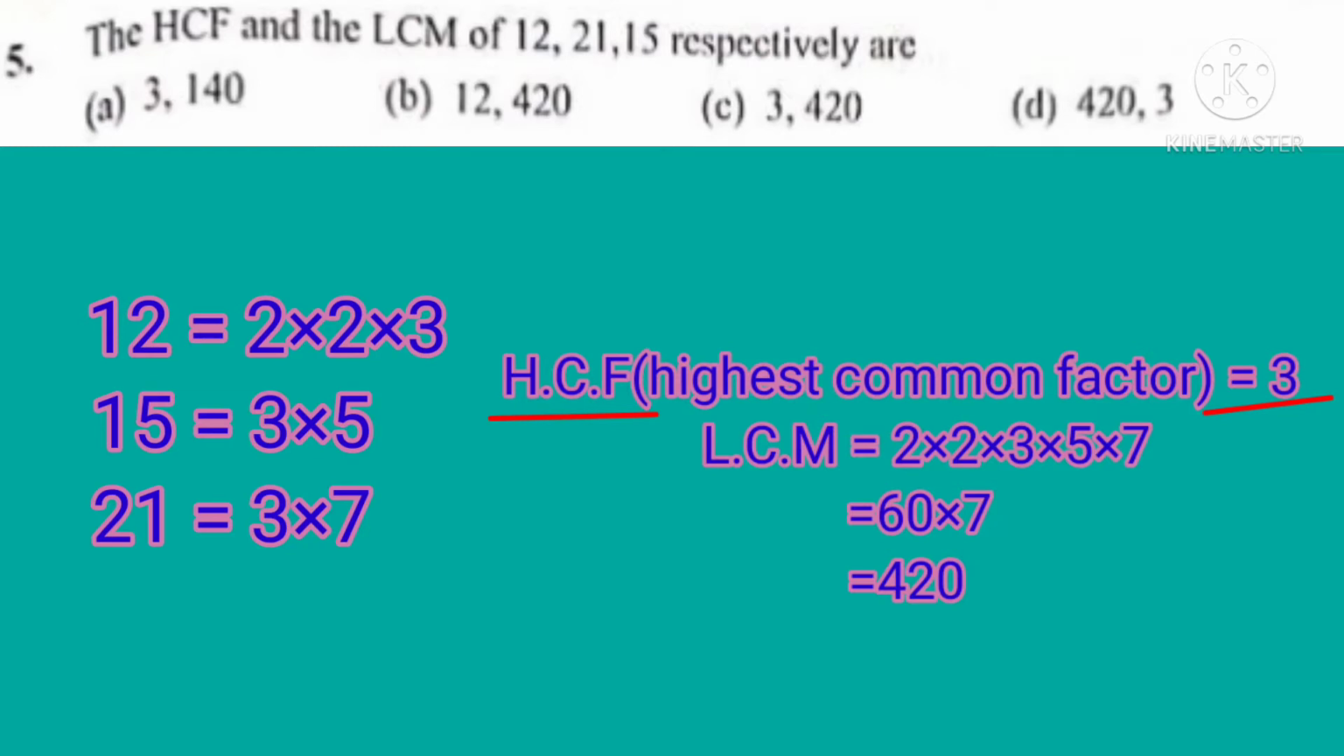And LCM is the least common multiple. To find LCM, let's start writing. 3 is common to all, so we will write 3 once, and 2 into 2 is given here but not in these two, so we will write 2 into 2 here also. 5 is here and not in the others, so we will write 5 also and 7 also. We will multiply all these numbers, so we will get 420. So the right answer is 3 and 420.